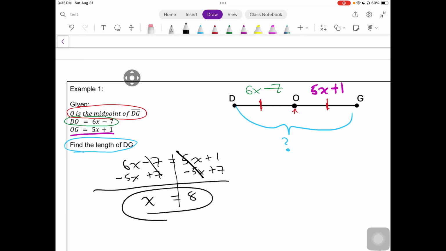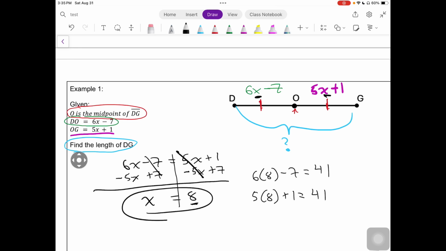Now, unfortunately, we are not done at x equals 8. This question asks us for the length of DG. So what we need to do, if you remember from the last video, is take this 8 here and plug it in for these x's. So we're going to have 6 times 8 minus 7, and 5 times 8 plus 1. They both come out to 41.